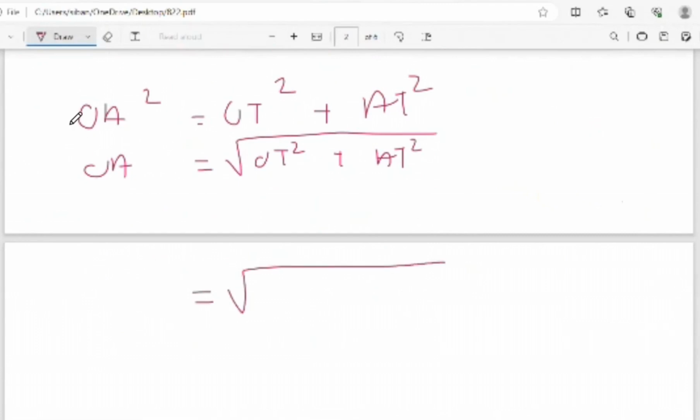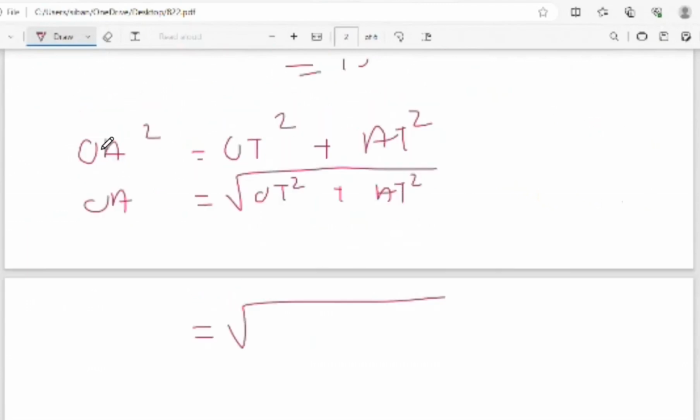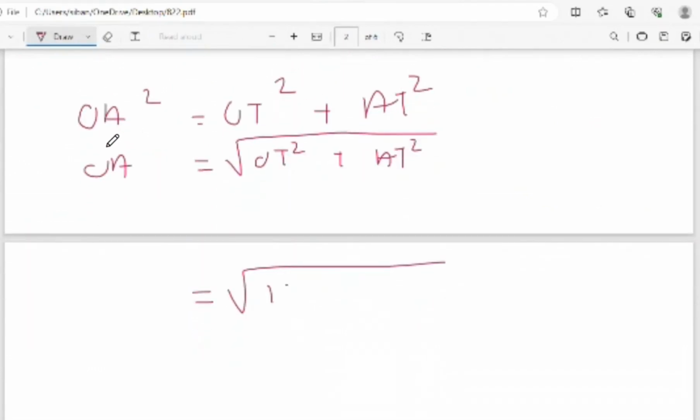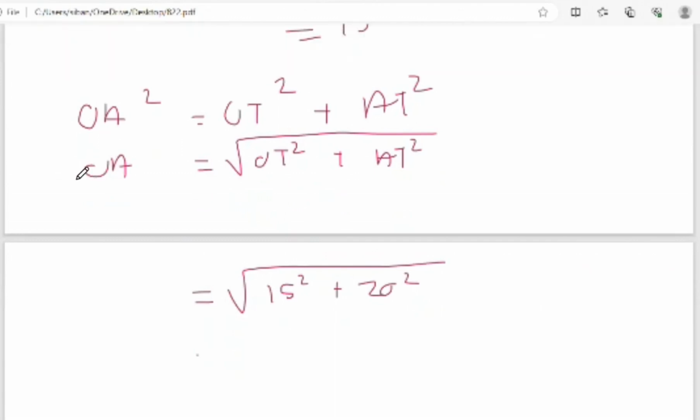We know OT will be 15 squared and AT will be 20 squared. Once you put this in your calculator, you will get a value of 25. Therefore, OA equals 25.